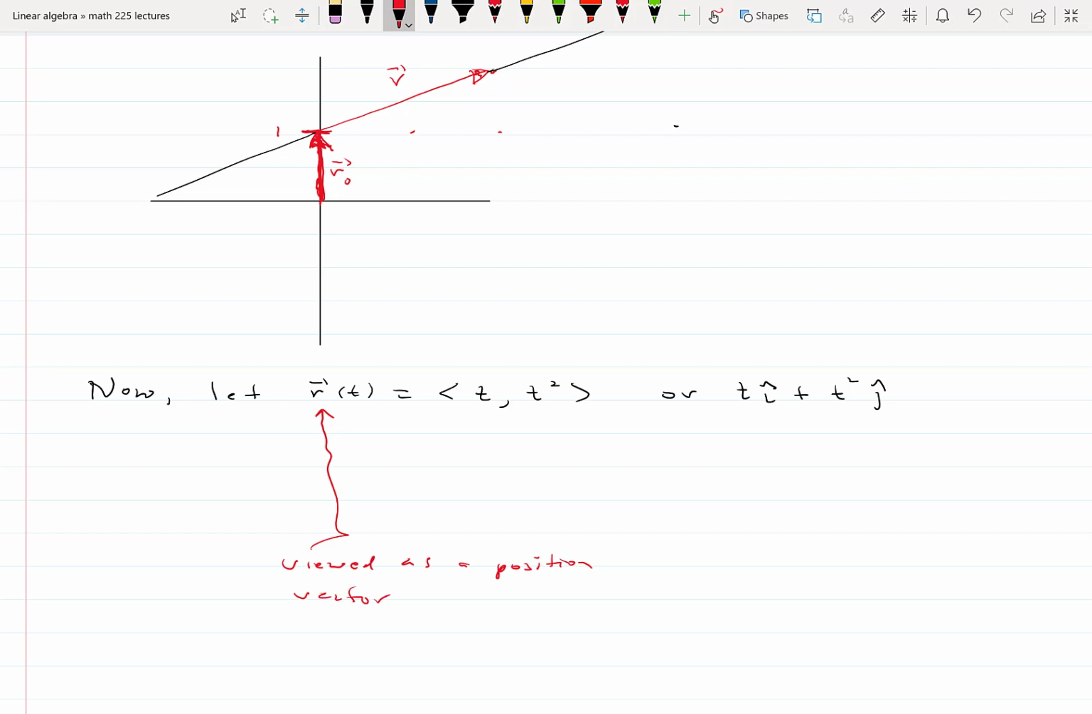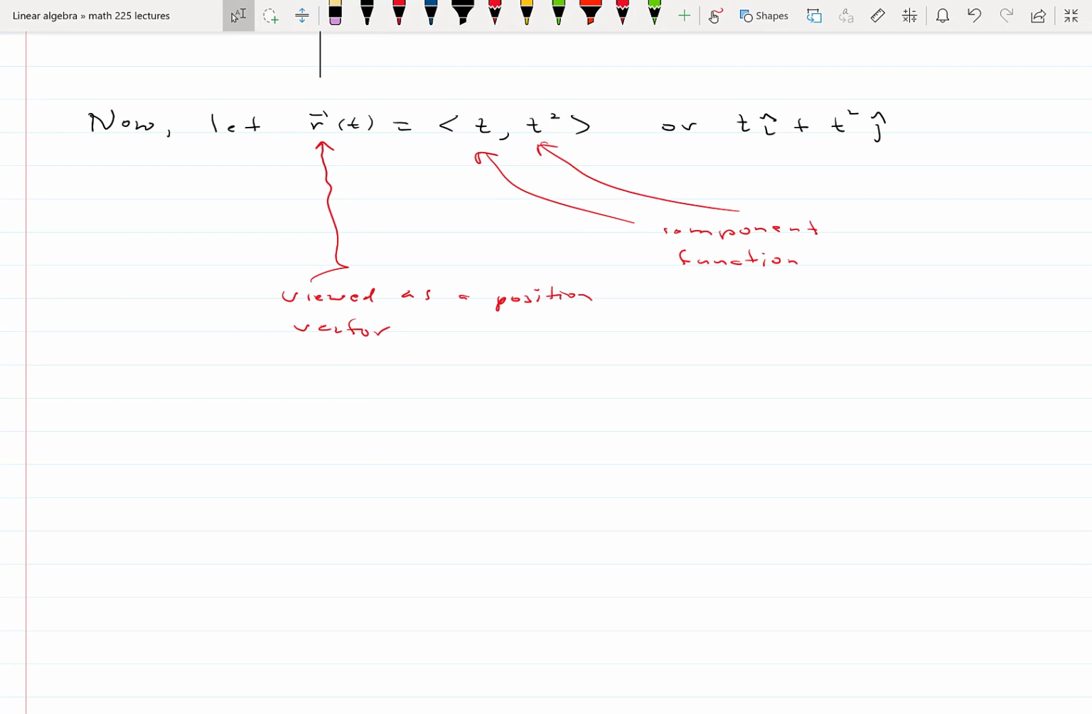The t and t squared, these are called component functions. It makes sense to call them component functions. First of all, they're components, and they are functions of t. So a space curve or a vector function can be viewed as a position vector, and it will have component functions. In 2 space, it'll have 2 component functions. In 3 space, it'll have 3 component functions. So this vector function is locked into R2. It is in R2 because the vectors are of the form (t, t squared), and those vectors are in R2. So what does it look like graphically?